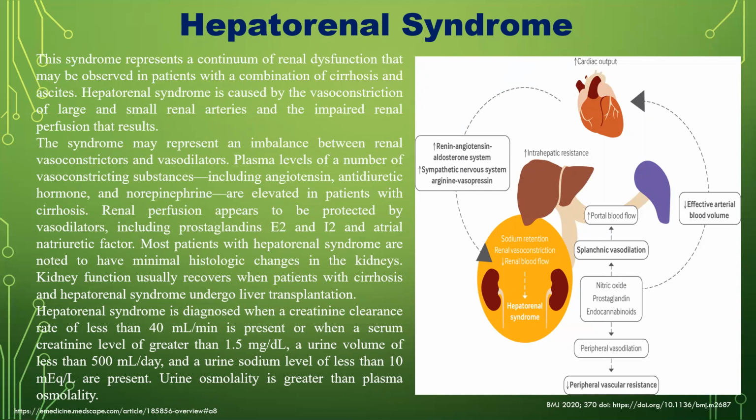Hepatorenal syndrome is diagnosed when a creatinine clearance rate of less than 40 milliliters per minute is present, or when a serum creatinine level of greater than 1.5 milligrams per deciliter, a urine volume of less than 500 milliliters a day, and a urine sodium level of less than 10 milliequivalents per liter are present. Urine osmolarity is greater than plasma osmolarity in this case.